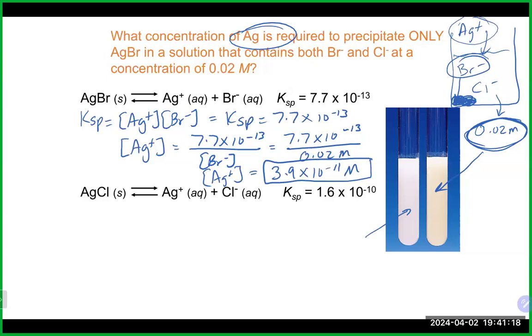So, what does that number represent? That number represents the minimum amount of silver that you need to put in there to start to see silver bromide come out of solution and start to precipitate out. You've got to get your silver concentration to that number or greater, and you will start to see it precipitate out as silver bromide.